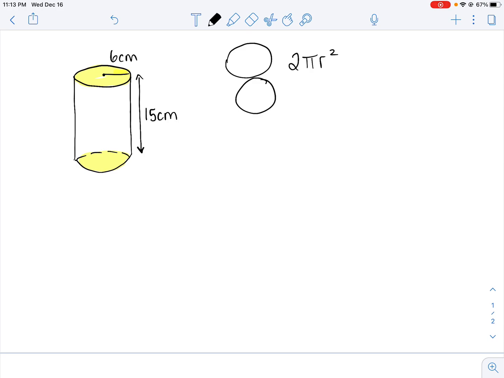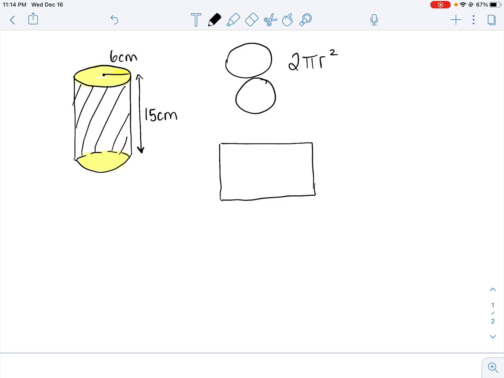Then if you didn't already know this, the middle section, sometimes called the lateral surface of the cylinder, if you were to roll that out or open it up, it would actually just be a rectangle.